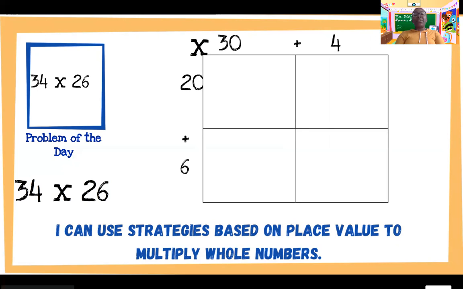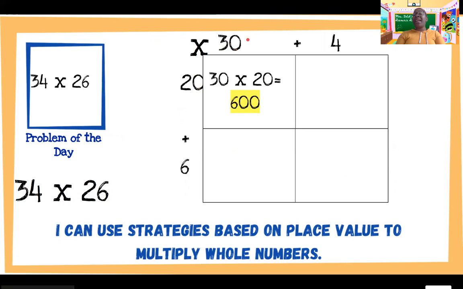Remember, when we use an area model, we are multiplying each piece together in order to find our partial products. And then we put our partial products together in order to get our solution. So let's start. We're going to multiply 20 times 30. What is 20 times 30? Did you say 600? Absolutely, because 2 times 3 is 6. And then there are 2 zeros, one from 20 and one from 30.